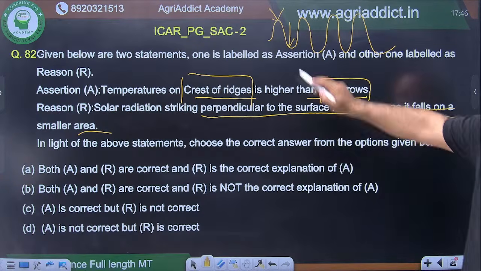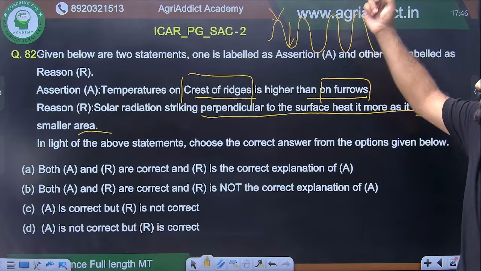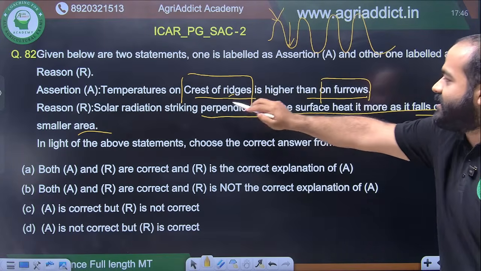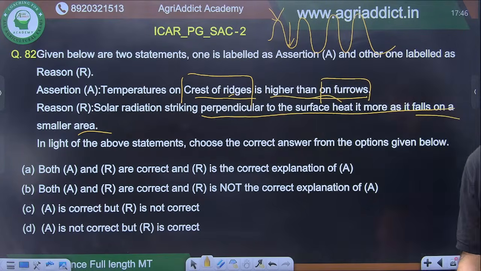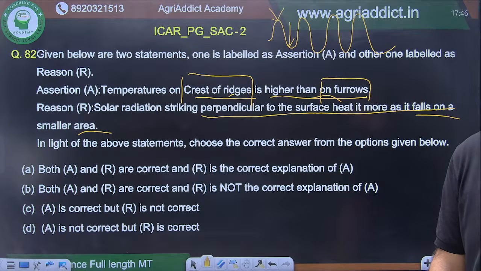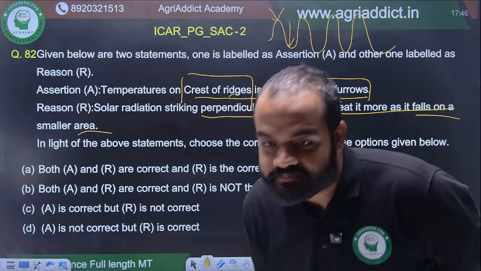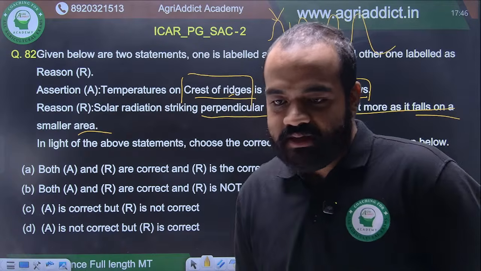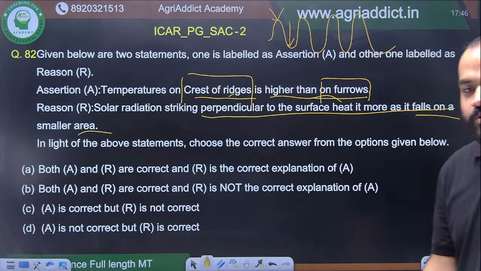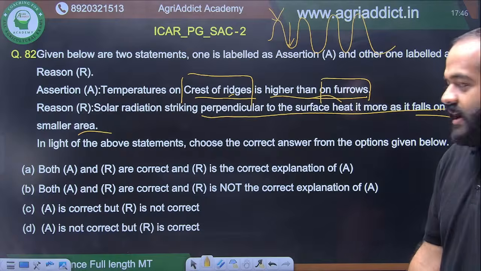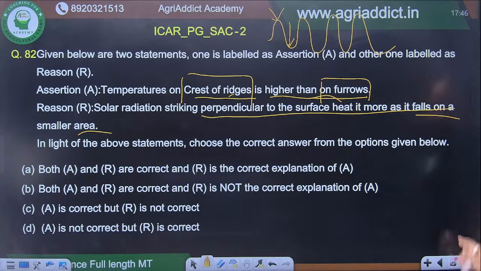Here you can see this is called the crest, this is called the furrow. So it is telling temperature on crest is higher than on furrows. Is the assertion and the reason correct? What do you feel? She is saying A. Khushi is saying A. So you are telling both A and R are correct and R is the correct explanation of A. Yes, you are definitely correct.